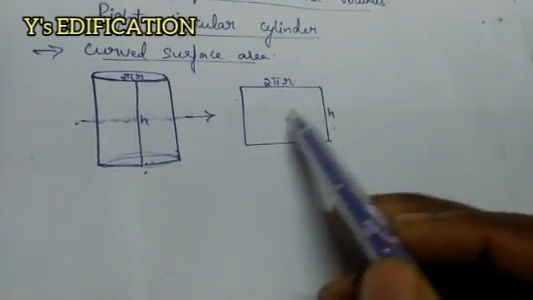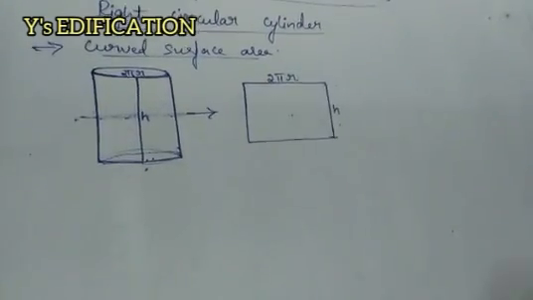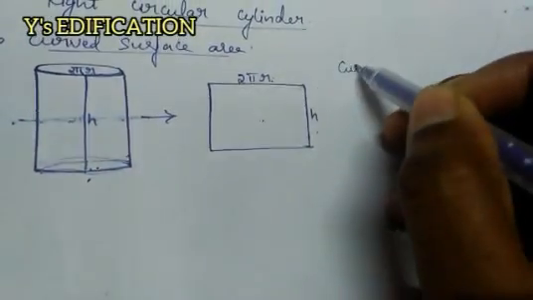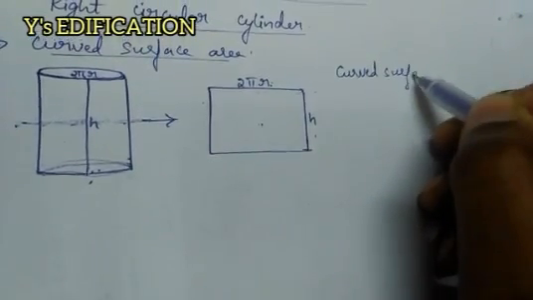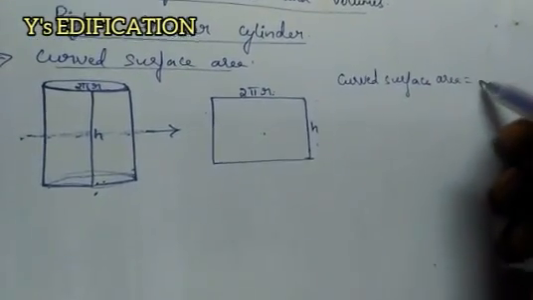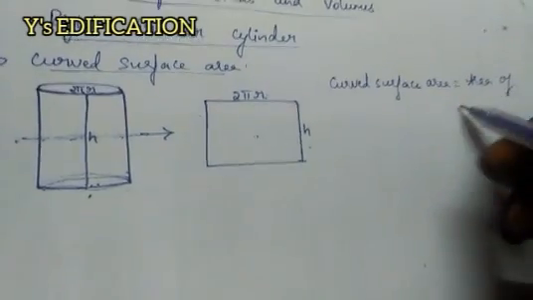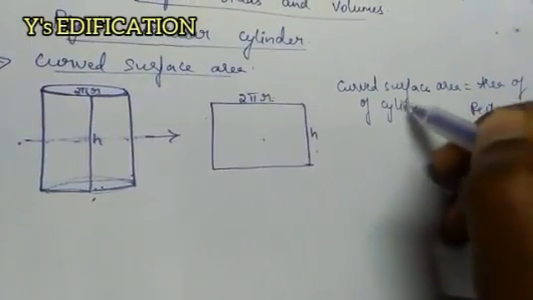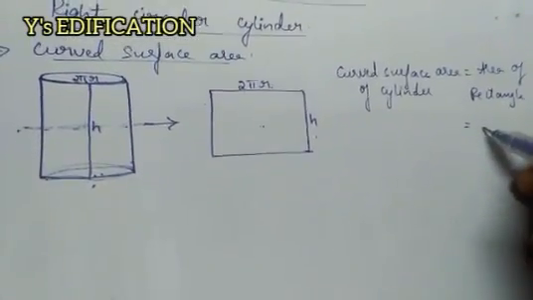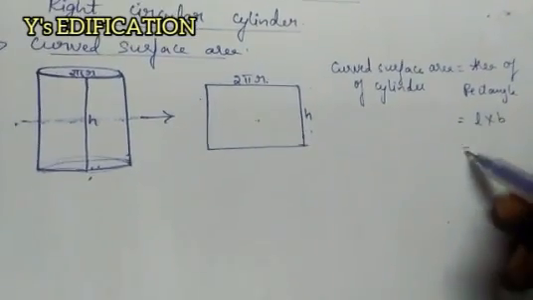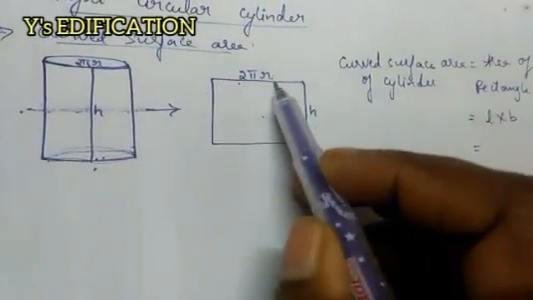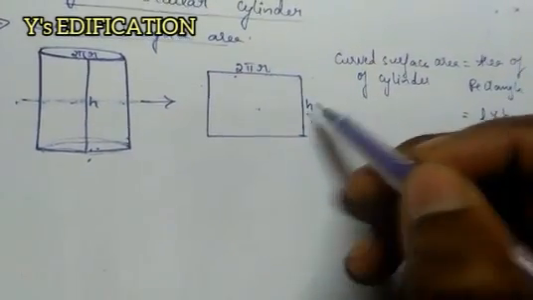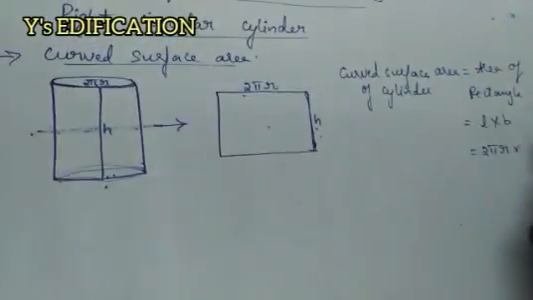And this is similar to a rectangle, right? So the curved surface area of a cylinder is equal to the area of a rectangle. What is the formula for the area of a rectangle? We know L into B. What is the length here? 2 pi r is the length. What is the breadth here? h is the breadth, the height.